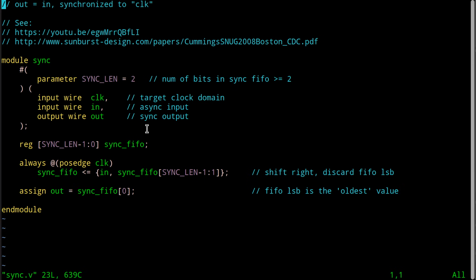This particular piece of code is what I talked about in the past. And what this is doing is it creates a shift register from 0 up to 2 minus 1, so 0, 1 is a 2-bit shift register. All right, and the way this thing works is every time this, what we call the destination clock domain, right? The logic that's receiving a signal.